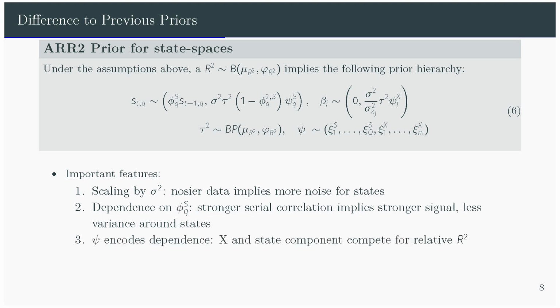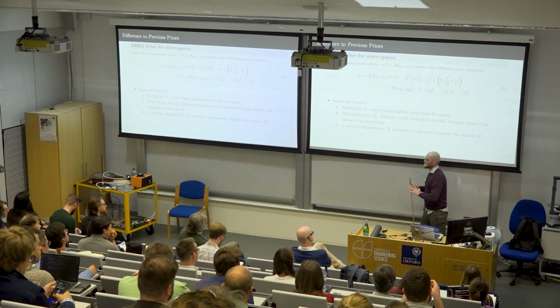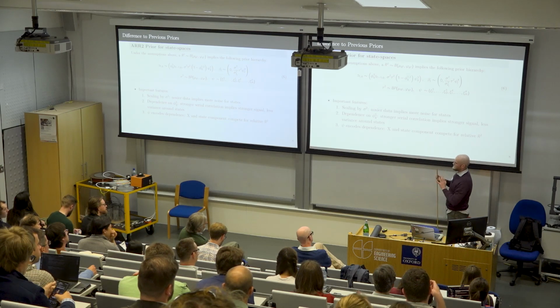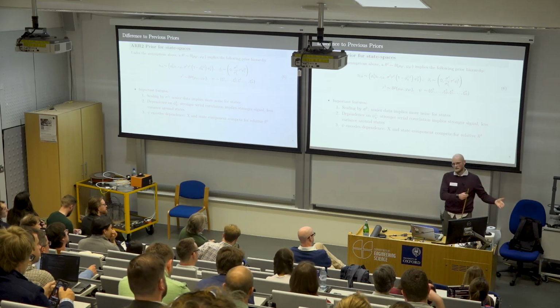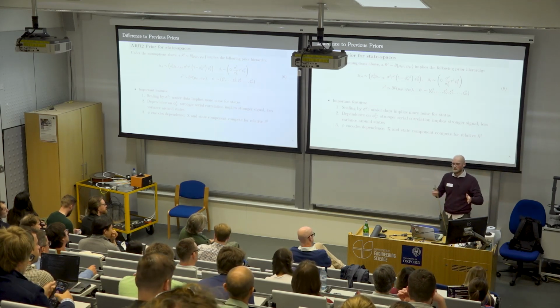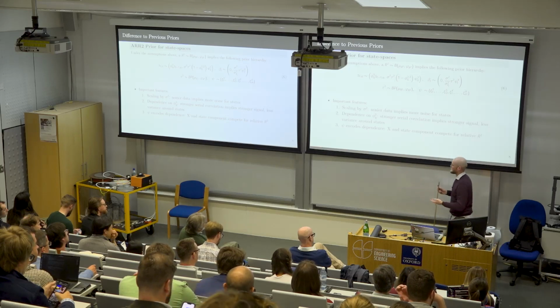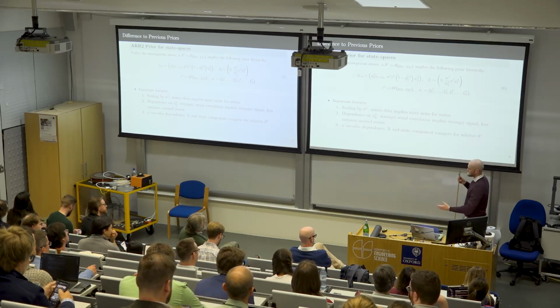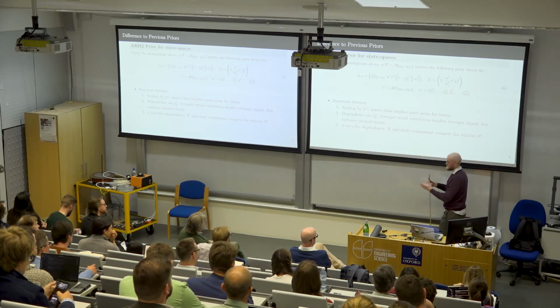And then what we also have is that the states now fight in relevance for the model compared to all the other components included. So this means that the states can only explain the variation that the regression component cannot explain. Whereas previously, all these things were independent, and you could have ended up with a situation where the states and the regression component explain the same thing.